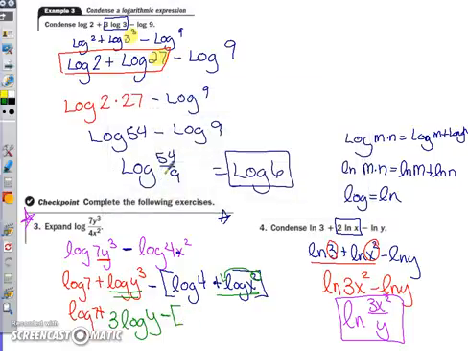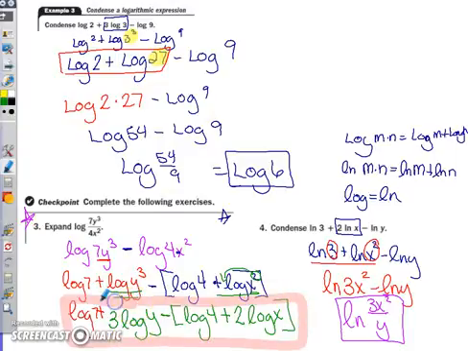Sorry, I have an issue. Again, it's being subtracted, and this log of 4 stays as it is. This is a plus sign. This 2 comes out in front of log of x. Don't forget your brackets because this whole piece is being subtracted. And that is expanded form. So this entire thing is your expanded answer. That is the answer when we expand.